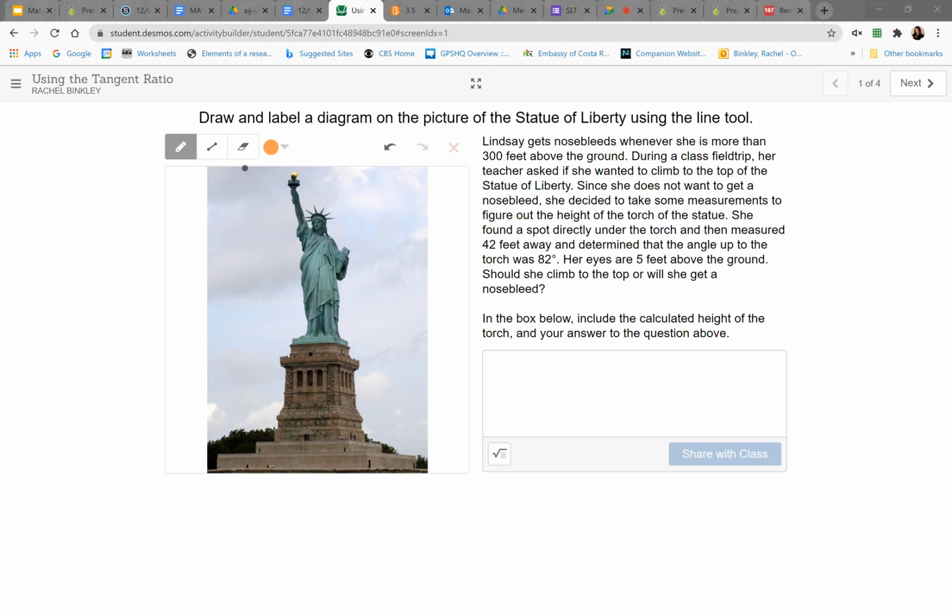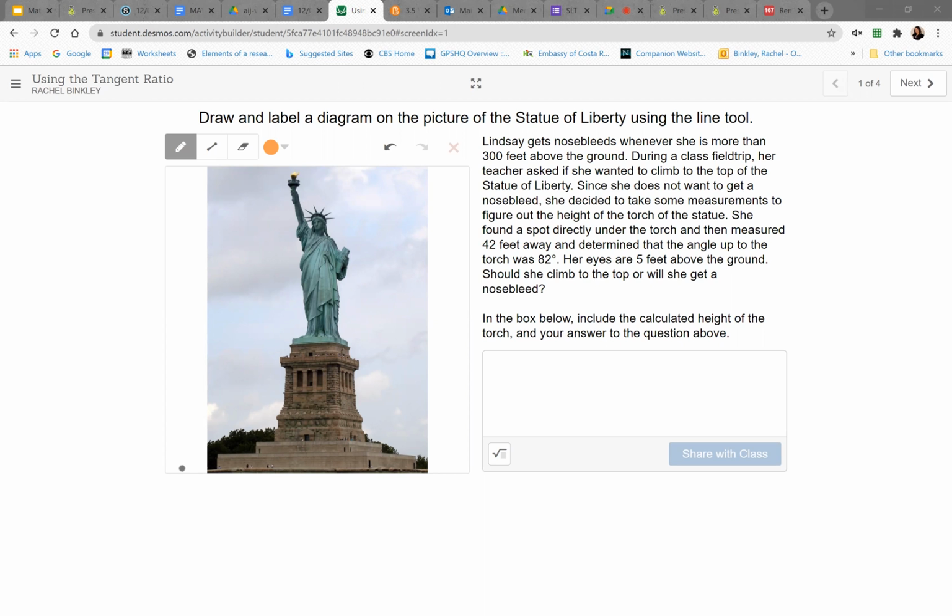Since we will be doing this independently today, using tangent in the real world. Lindsay gets nosebleeds whenever she is more than 300 feet above the ground. During a class field trip, her teacher asks if she wanted to climb to the top of the Statue of Liberty. Since she does not want to get a nosebleed, she decides to take some measurements to figure out the height of the torch of the statue, I guess, because you can get up on the torch. I've never been there. She found a spot directly under the torch and then measured 42 feet away and determined the angle up was 82 degrees.